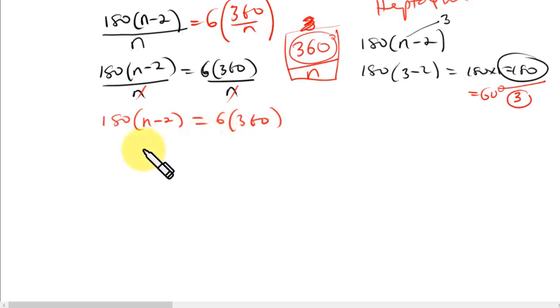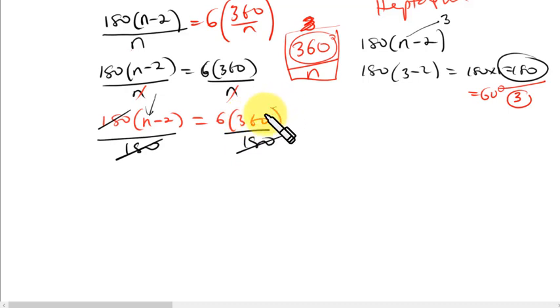So if I'm finding n and there is no n here, and 180 is the coefficient, then why do I even have to expand this? I just have to divide by 180 here and get rid of the 180. So 180 will cancel 180. 180 here will go into 360 twice. So we have n minus 2 now. Then we have 6 times 2 is 12.